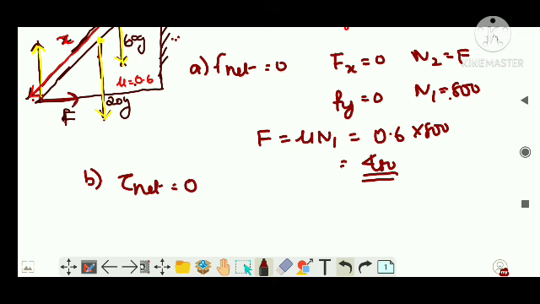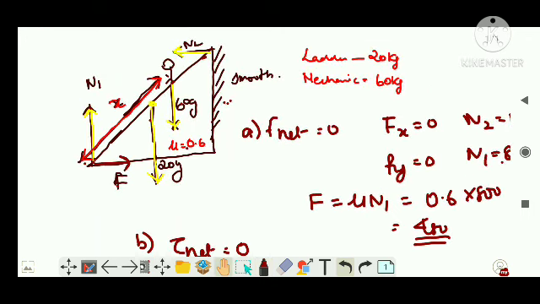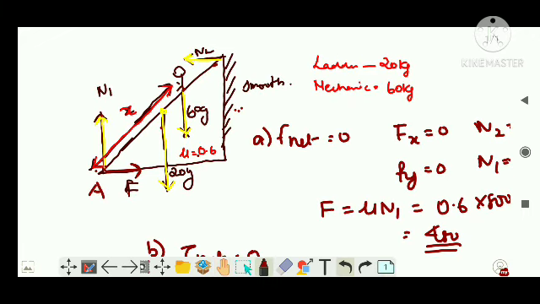The next point regarding static equilibrium is that torque is equal to 0. Here the point of rotation we are going to assume is this point, where the rotation is going to happen. Let's say this point is A. The torque due to N1 cancels out because it is along the axis of rotation, so it does not cause any torque. Similarly, this friction is also along the axis of rotation, so it also does not cause any torque. So when I decide the point of rotation to be A, N1 and F cause no rotation, so they cancel off.